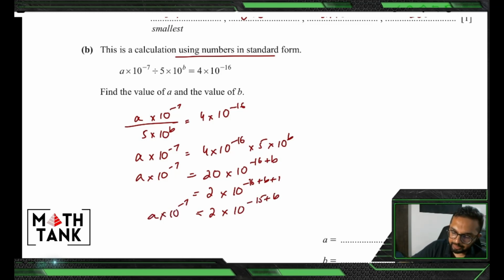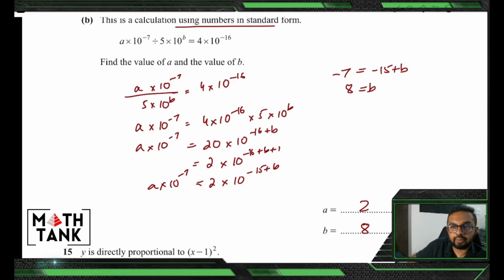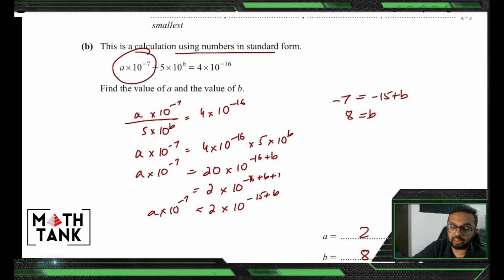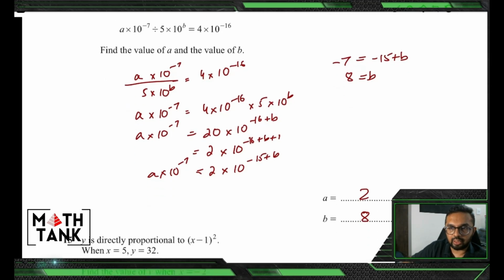So I can say that a is therefore equal to 2, and the power should therefore be comparable: minus 15 plus b. B should therefore equal 8. So the reason it was not comparable at this point is because a had to be a one-digit number, because the original question said that these numbers are in standard form.